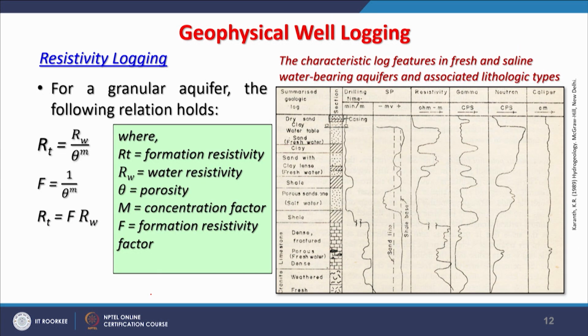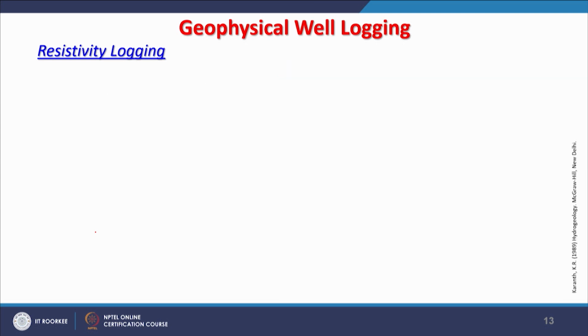So, in resistivity logging, in the case of a granular aquifer, the following relation holds good: RT equals RW upon theta to the power m, where F is the formation factor and RT is the formation resistivity. Here F is 1 upon theta to the power m, and RT can again be written as F times RW. That kind of relationship in the case of a granular aquifer can be defined.